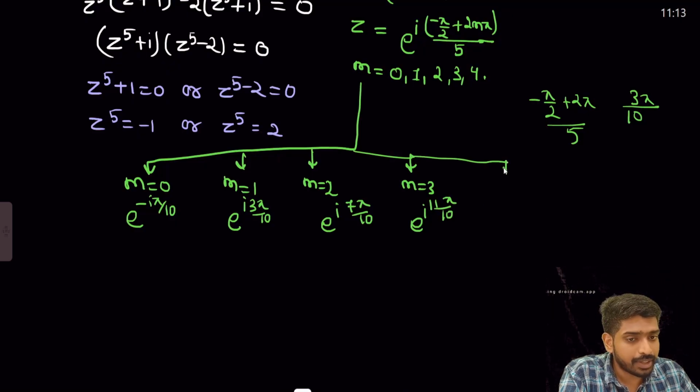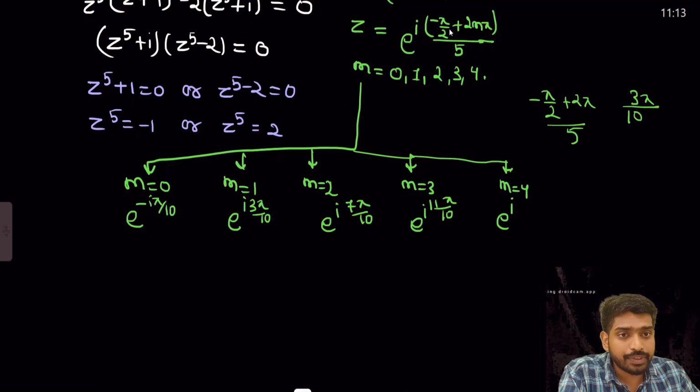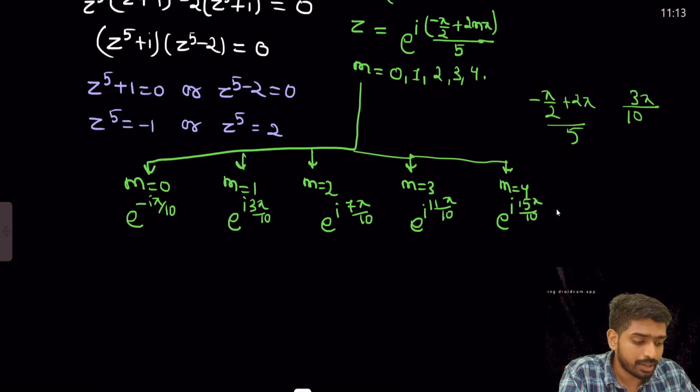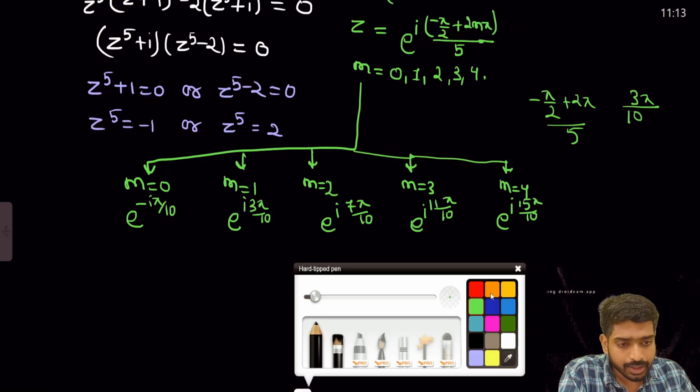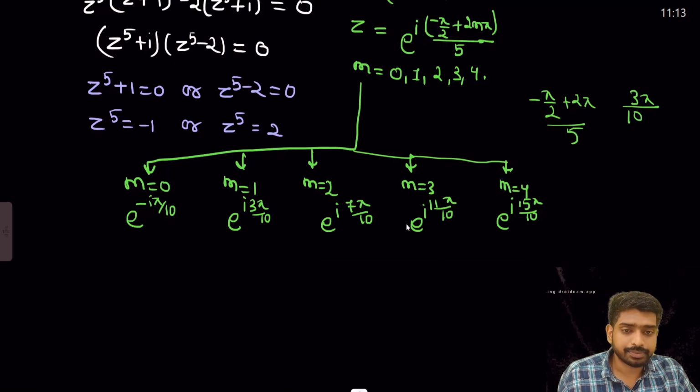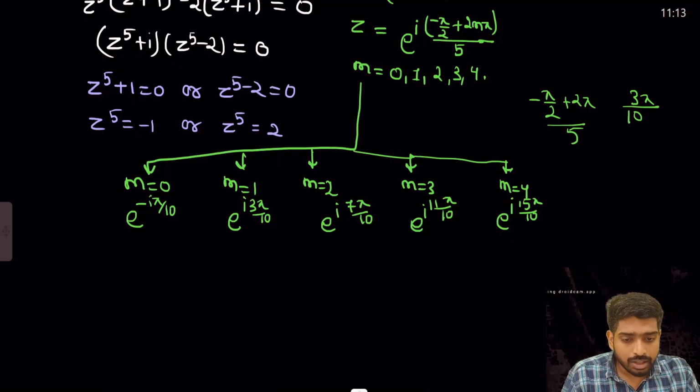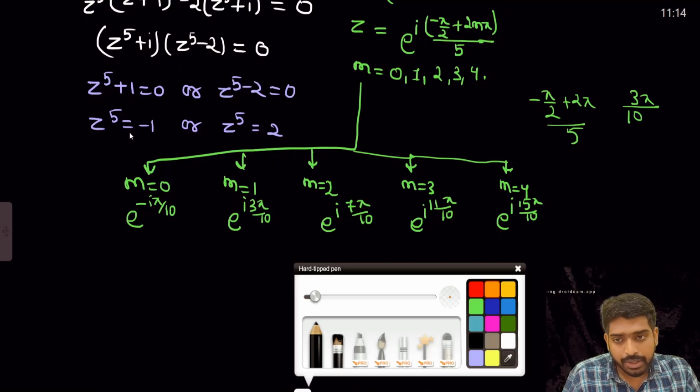Next, when we keep m value as 4, we'll get e to the power iota, and here I'll get 8 pi. 8 pi minus pi by 2 is 15 pi by 2. 15 pi by 2 by 5 is 15 pi by 10. Now, next they gave a condition. These are the five solutions we got by solving this one.